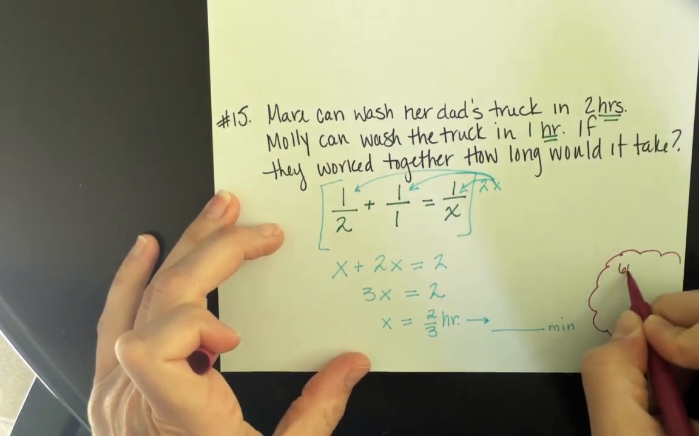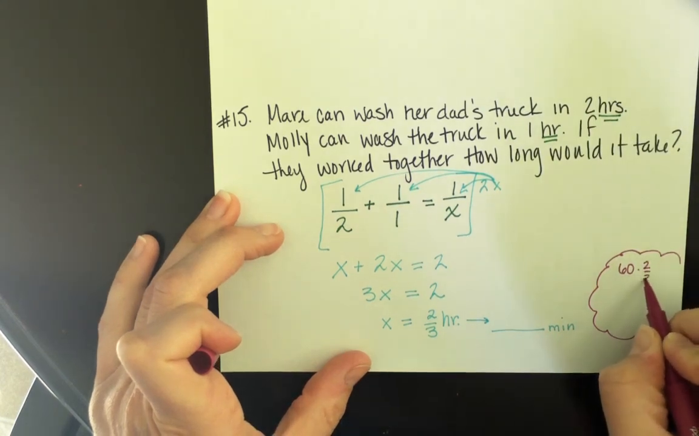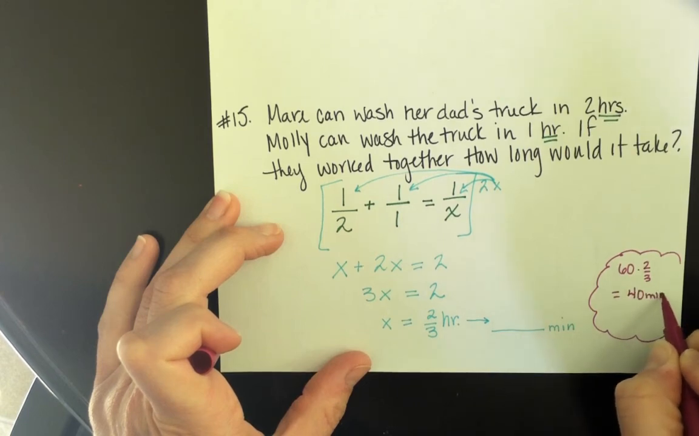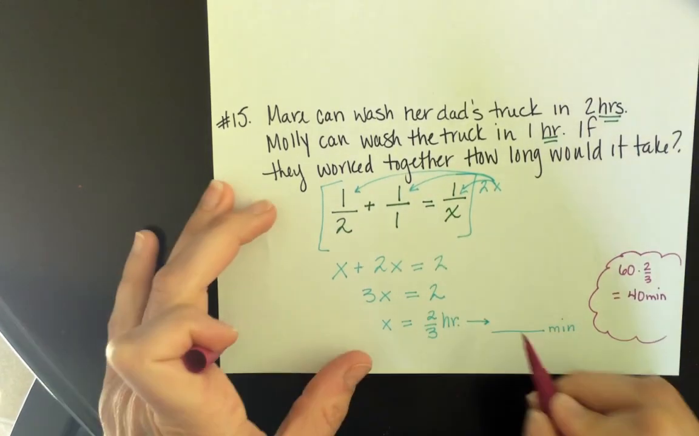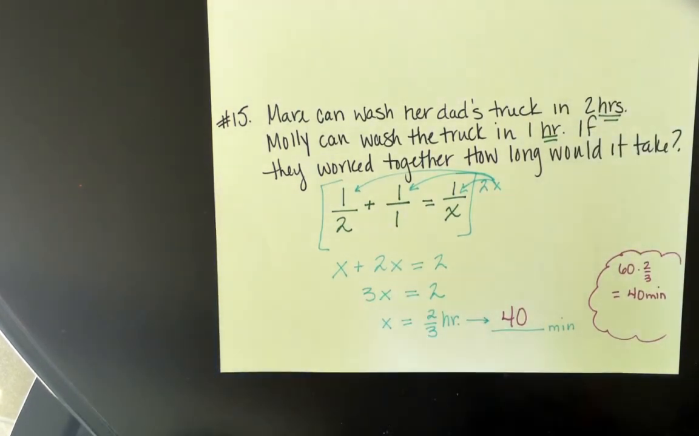If you're unsure of how we got that 40, just remember that there's 60 minutes in an hour. So all we're going to do is take that 60 times 2/3 and we end up with 40 minutes. And that was actually a pretty good example because if you're curious, that may be the case when you're doing number 15 on your paper. All right, any other questions?